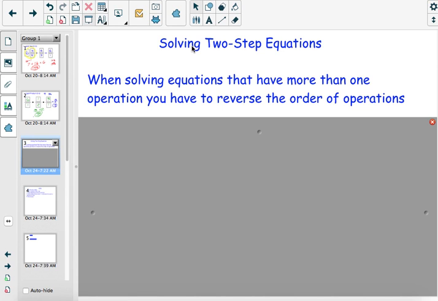Alright, so today we're going to be solving two-step equations. Pretty sure I'm going to stay away from any hard numbers that are decimals or fractions.